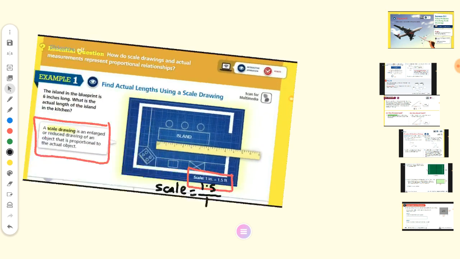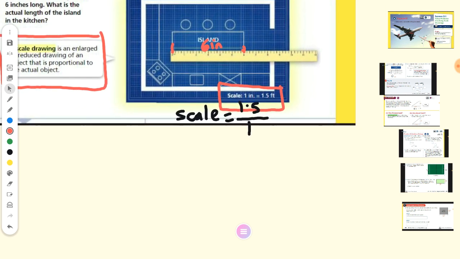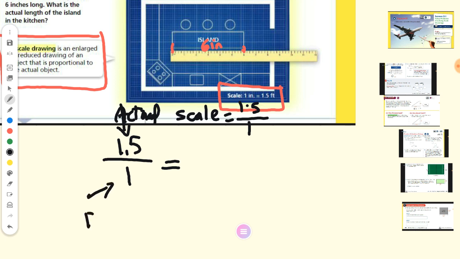What if we want to measure this island? This island here in the drawing equals 6 inches. But it's not real. How can we know the real length? Actually, by the scale. How? In the drawing we have 6 inches, and the scale is a proportional relation, so it's an equality between two ratios, two fractions. The first fraction is the scale itself, which is 1.5 over 1. The top one is the actual, and the bottom is the drawing.